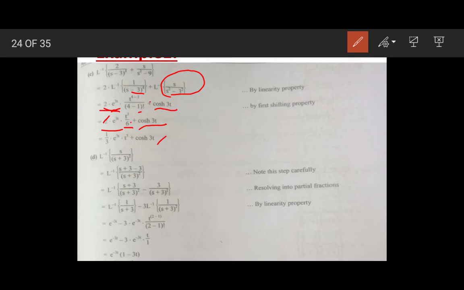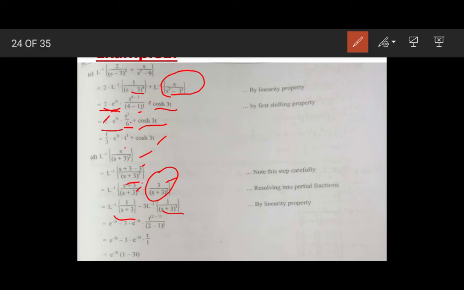Then the second example: inverse Laplace of s upon (s plus 3) the whole square. Here we are adding and subtracting 3, so s plus 3 minus 3. That will be (s plus 3) upon (s plus 3) the whole square, minus 3 upon (s plus 3) the whole square. So one s plus 3 cancels, giving inverse Laplace of 1 upon s plus 3, minus 3 inverse Laplace of 1 upon (s plus 3) the whole square.